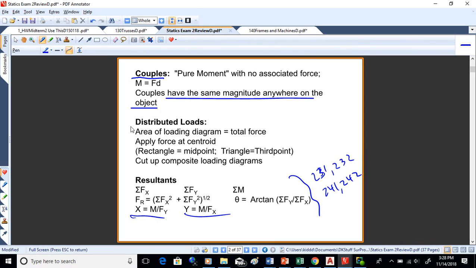All right, the next thing we did was distributed loads. Area of the loading diagram is the total force. You apply that force at the centroid of the load. You can cut up composite loading diagrams.